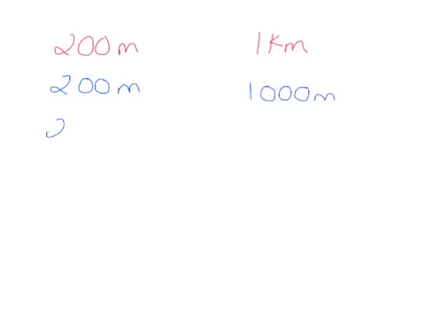Once I've got them in the same format, I can put my 200 over the top of 1,000. I'm going to divide by 200. 200 goes into 200 once, and 200 goes into 1,000 5 times.